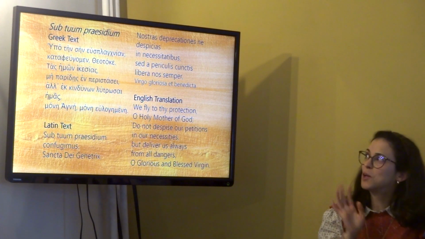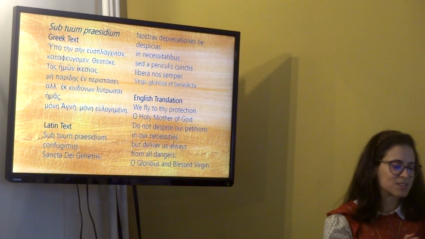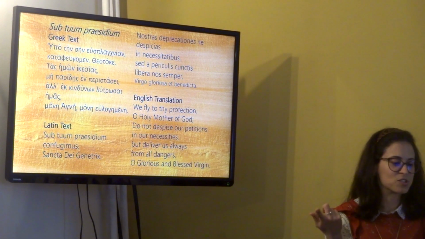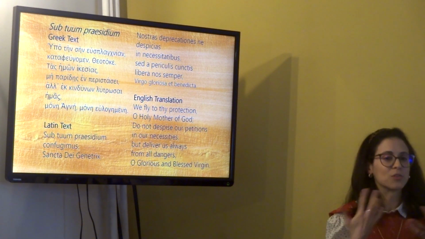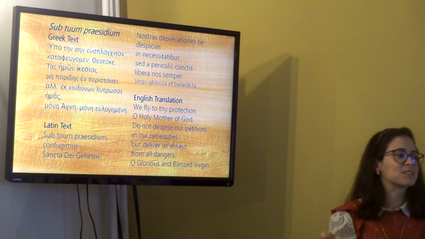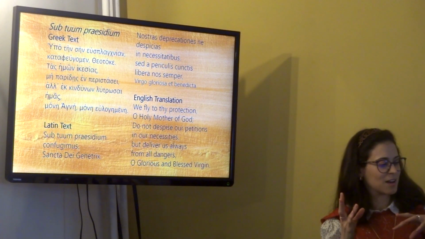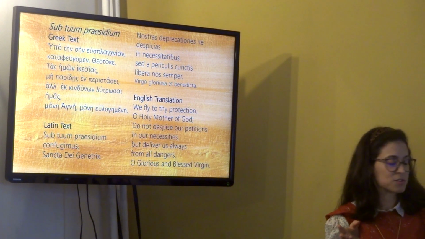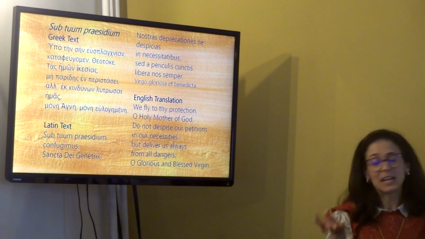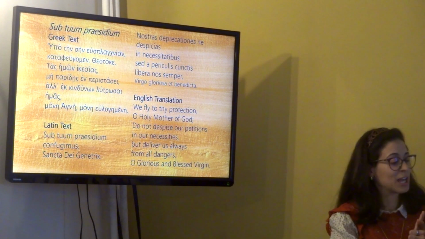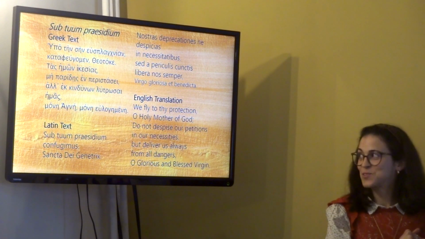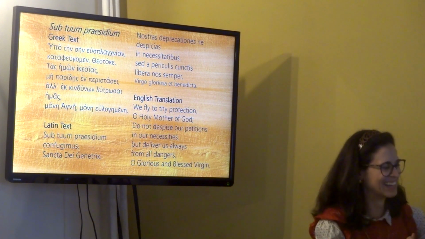And this hymn, commonly known as Sub Tuum Praesidium, from the Latin translation of the Greek original, is one of the oldest, if not the oldest, Marian hymn. Depending on the authors, some say that it was written in the 3rd century, others say as late as the 9th century. In any case, it's a beautiful hymn, and I thought that after the boring bit, we could stop and say a little prayer.